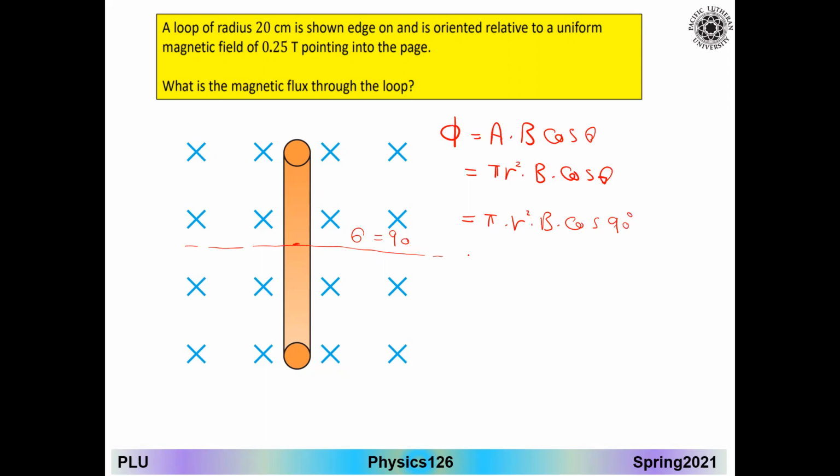So there is no flux going through this one, which makes sense because the magnetic field and the loop are in the same plane. You can see they are pointed in the same plane, so there is no intersection, there is no rotation, there is no flux.